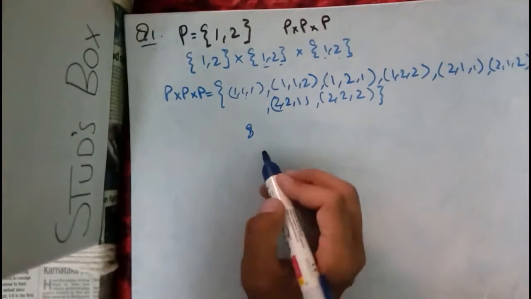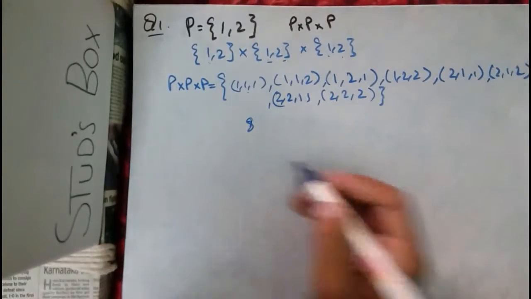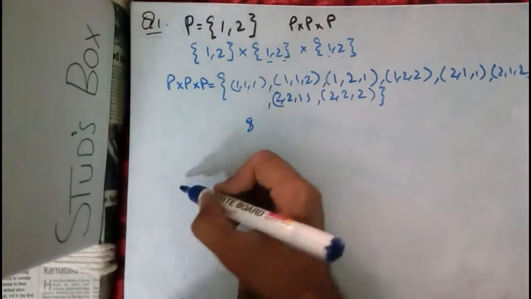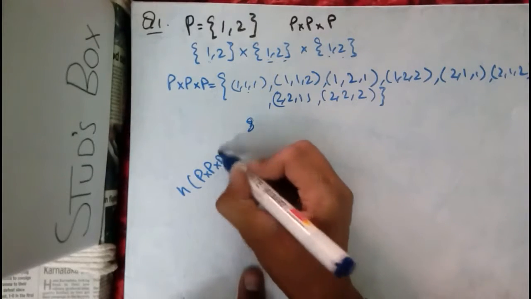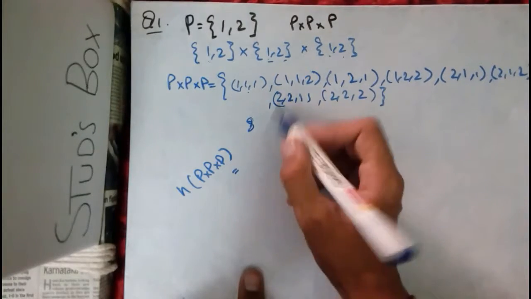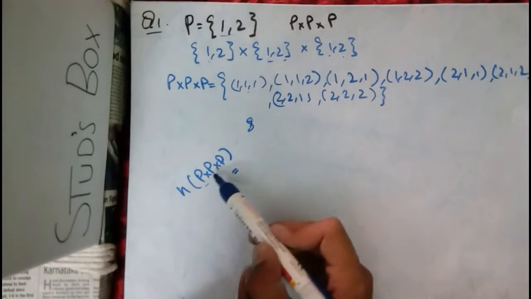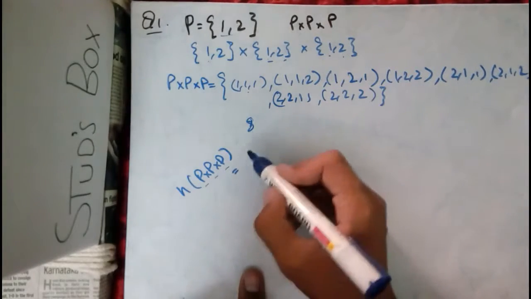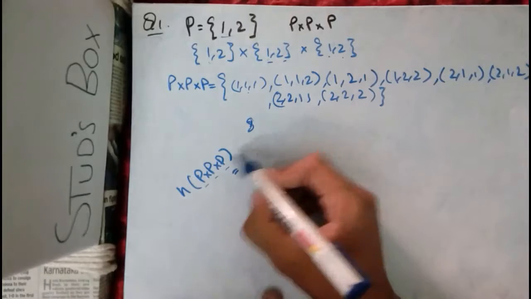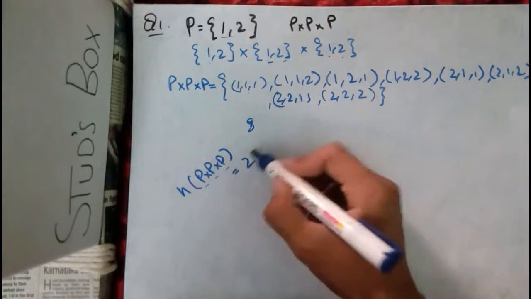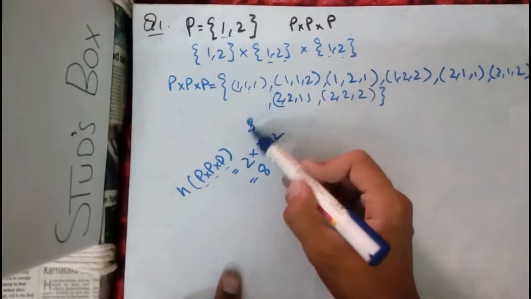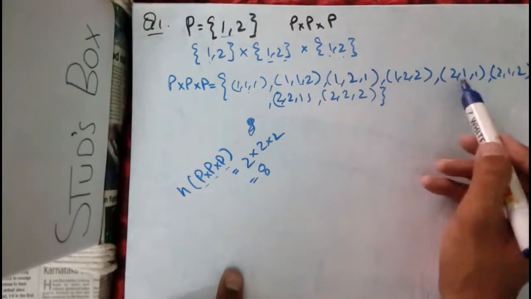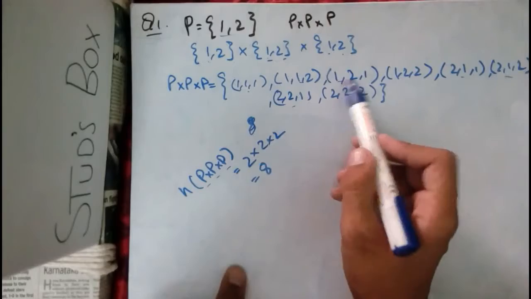Now if we use the number of elements formula in P cross P cross P, this will be equal to the number of elements in all these sets multiplied. That is, P has 2 elements, and 2, and 2. This is going to be 8, and we already have 8 here, so we have not missed any ordered pair, and this is totally correct.